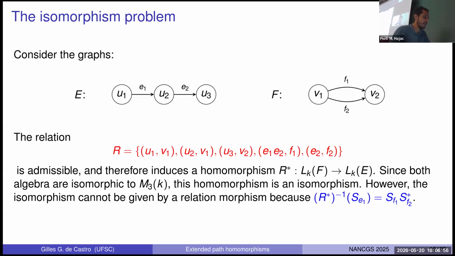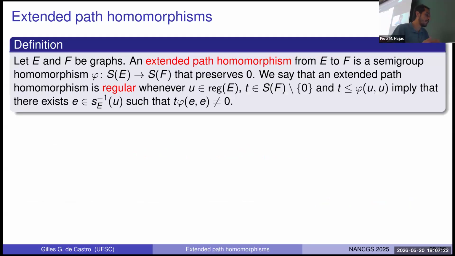We need something else. The first idea was to try to use extended graphs, which in a way we do, but the problem is that in extended graphs we do not have the CK1 relation. So it's a little bit harder to work with the algebra of extended paths. That's why the idea is to use the inverse semigroup, because for the inverse semigroup we do have the CK1 relation, and then things simplify. That's why we came up with this definition of extended path homomorphisms.